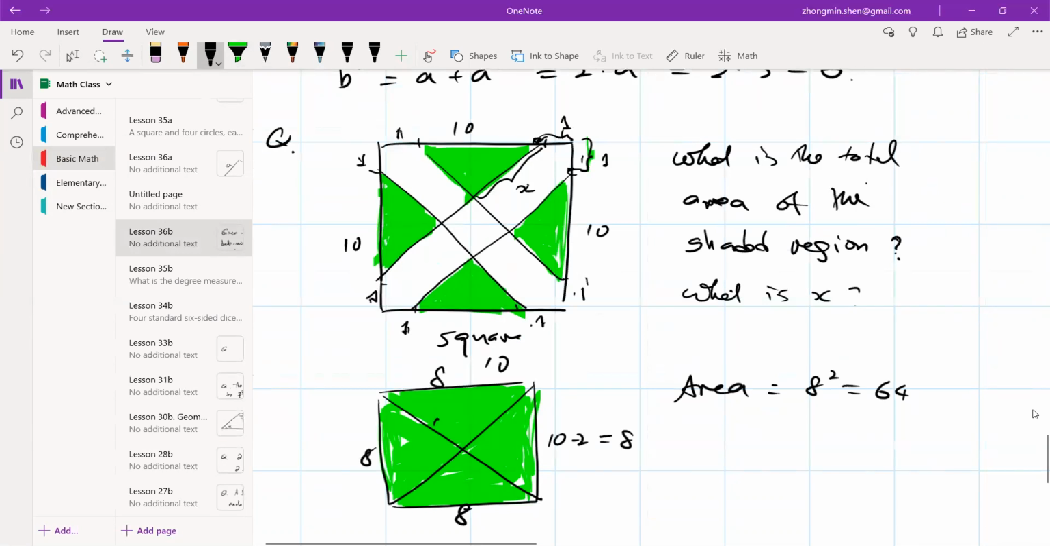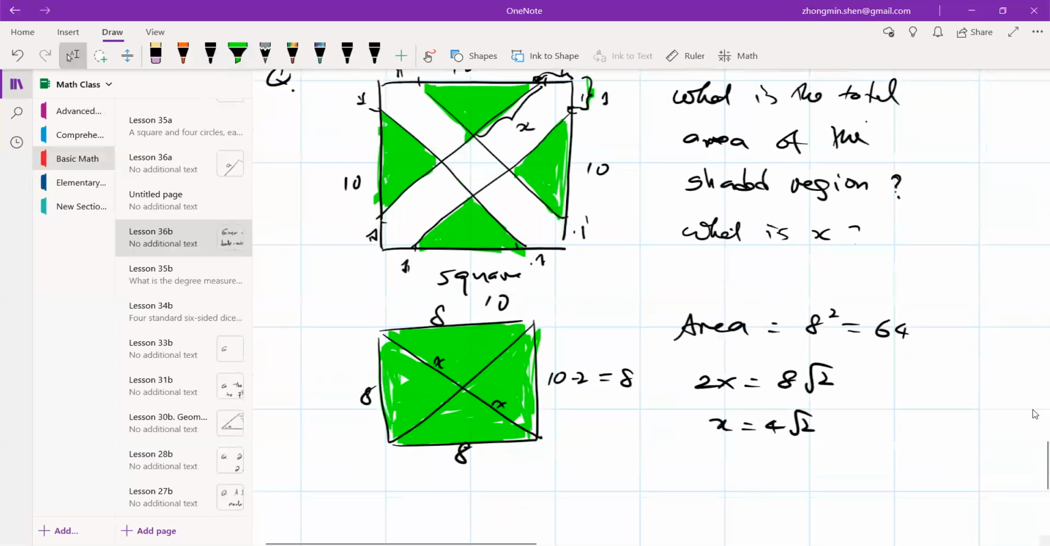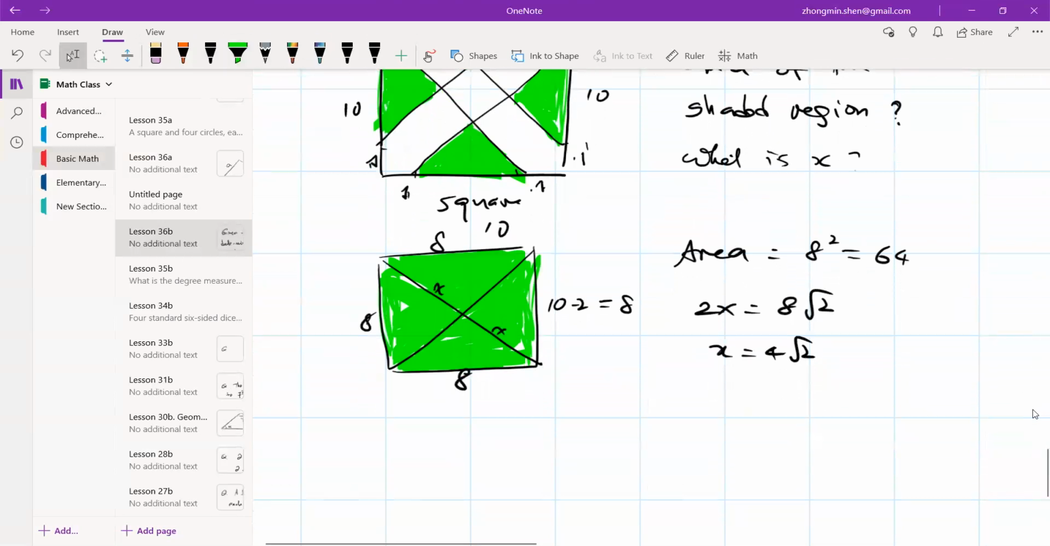You know why? x is half of the diagonal, right? So 2x is going to be 8 times square root of 2. So x is going to be 4 square root of 2. But if you find the x first, are you still able to find the total area? Because x times x divided by 2 and multiply by 4, and you get 64 again. Okay. So it depends on which one is first. But if you know the area, that's the quickest way to get the length. That diagonal length is going to be the side length times square root of 2.